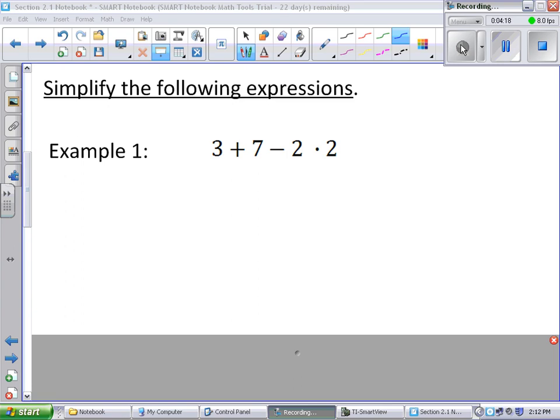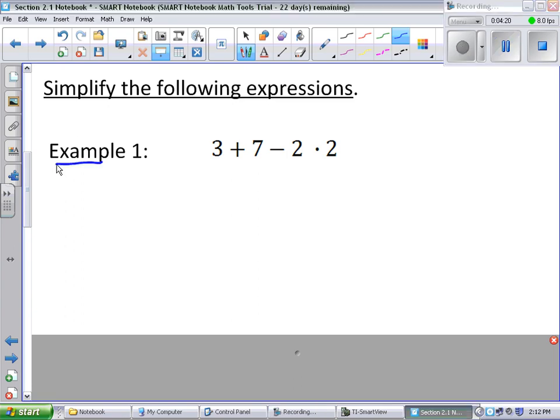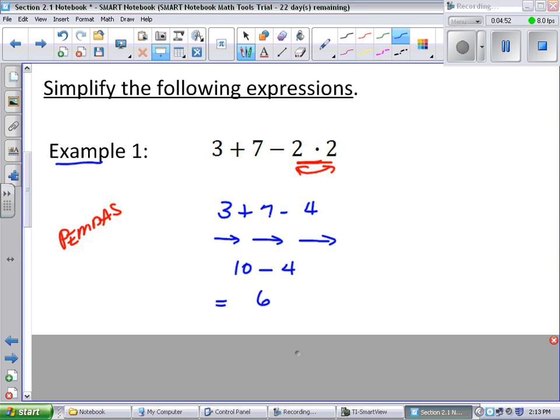Simplify each of the following. Our first example, 3 plus 7 minus 2 times 2. We'll want to think about our PEMDAS. We don't have any parentheses or exponent, but there's a multiplication here. So we will want to do that first. So that we will have 3 plus 7 minus 2 times 2, which is 4. Then we have addition and subtraction. We want to work from left to right. 3 plus 7 is 10 minus 4, and 10 minus 4 is equal to 6.